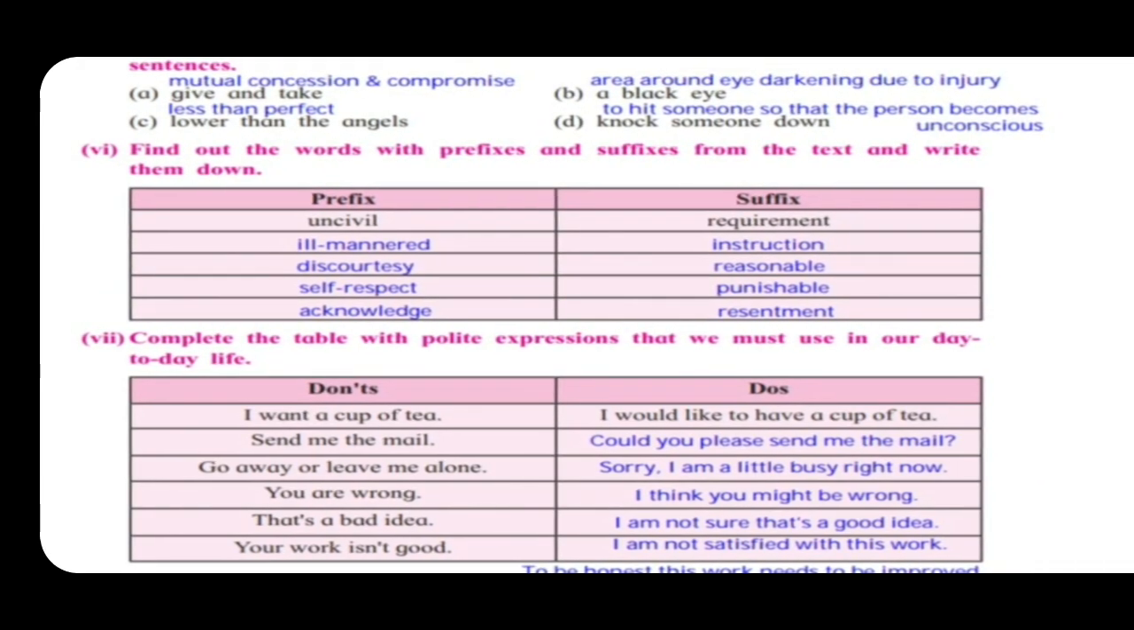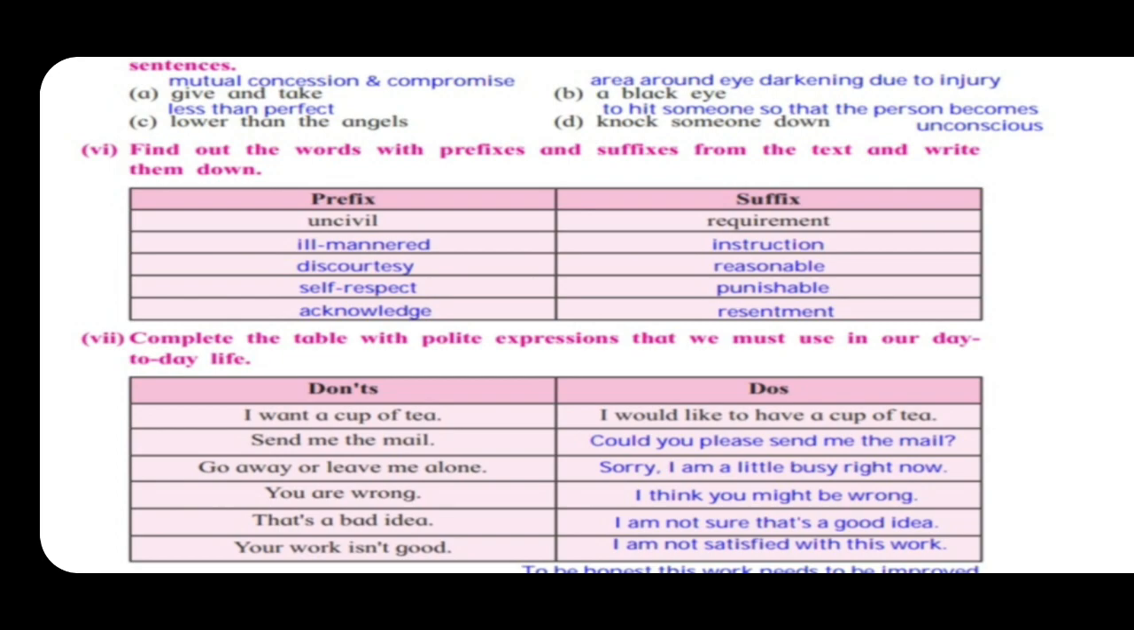Complete the table with polite expressions that we must use in our day-to-day life. You have to complete the word with the polite expressions which we can use in our day-to-day life. Don'ts: I want a cup of tea. Do's: I would like to have a cup of tea. Rather than saying I want a cup of tea, you can say I would like to have a cup of tea.